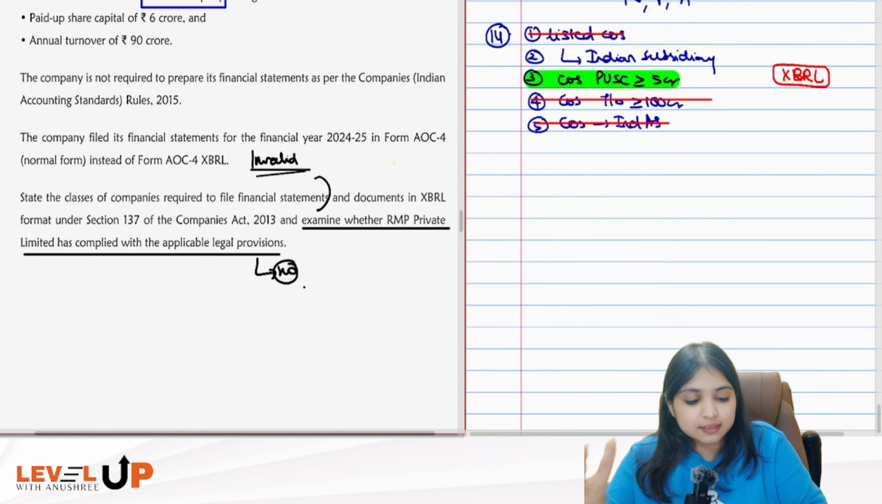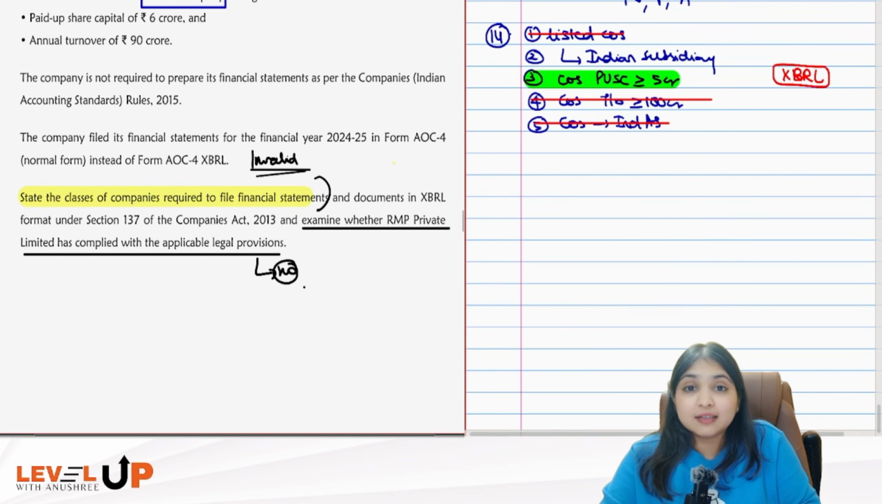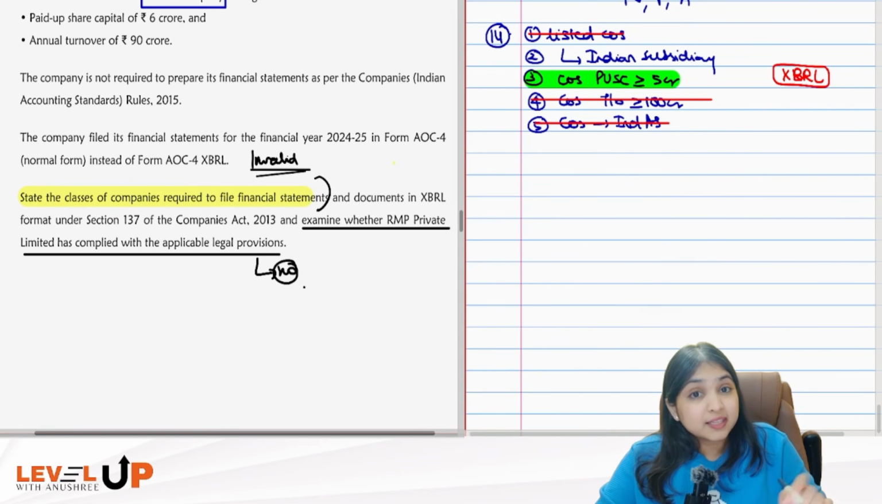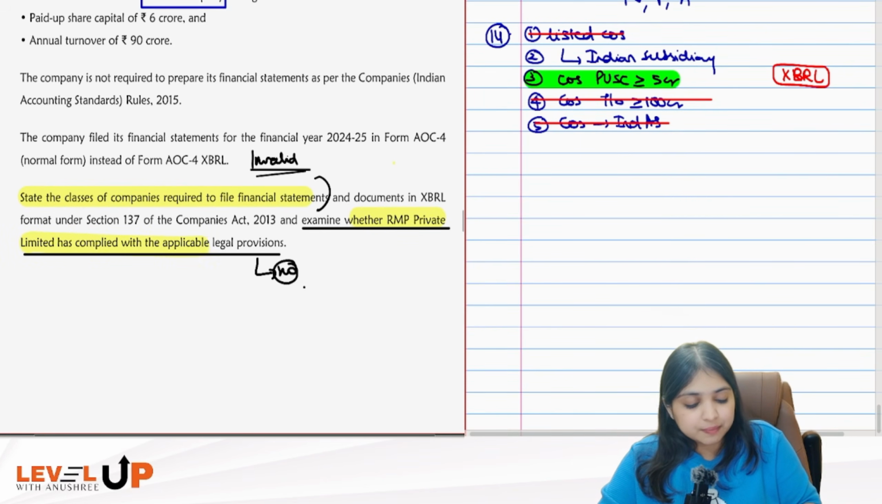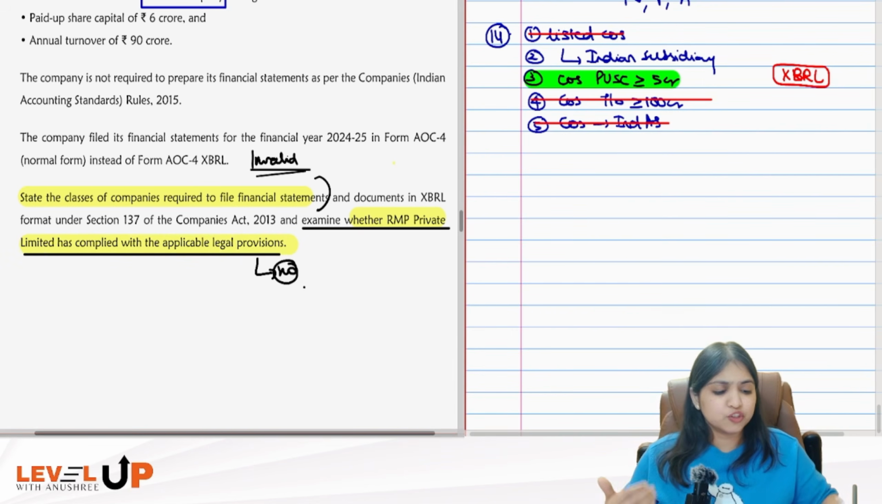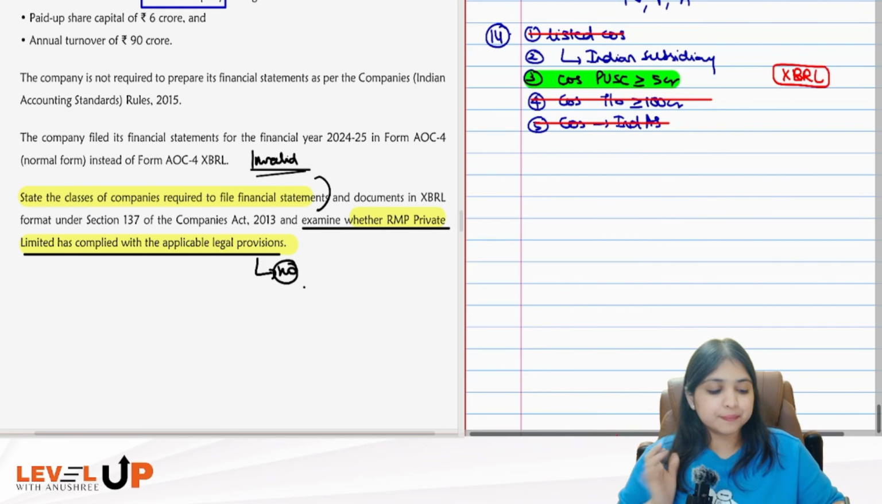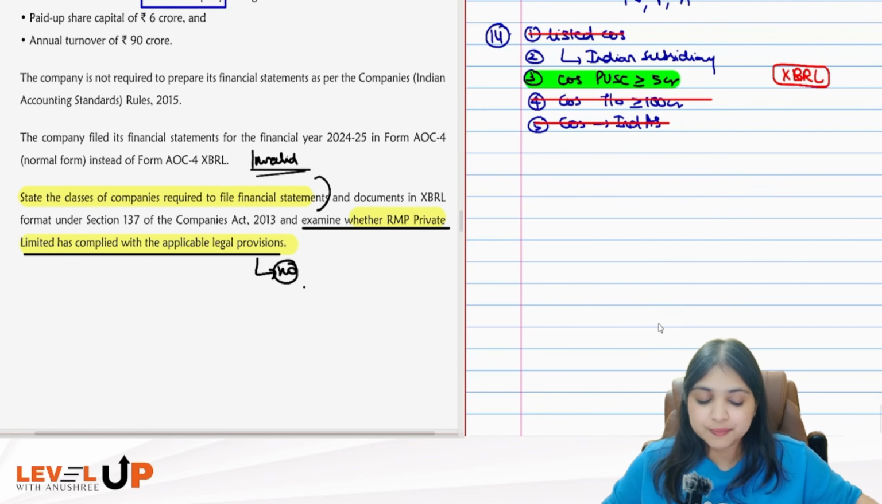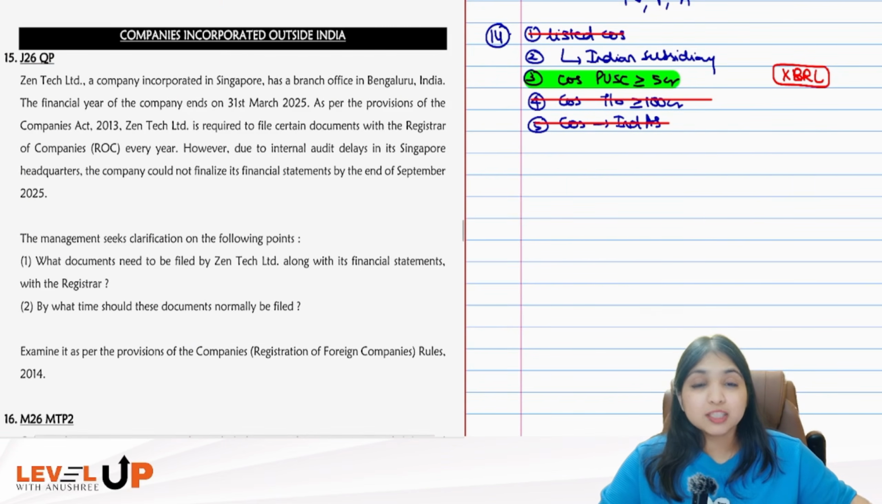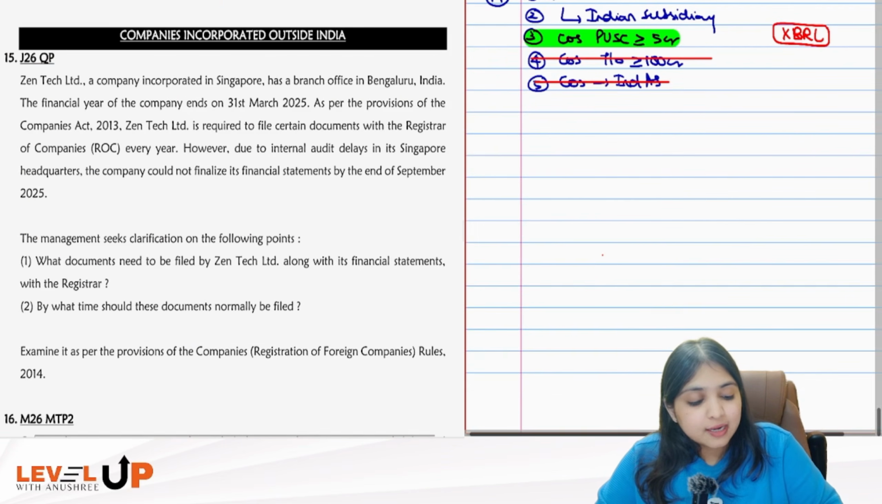They're asking two things. First, they're asking you to state the classes of companies which have to file financials using XBRL. Then they're asking you whether the company has complied with the applicable legal provisions. No, the company has not complied. XBRL is applicable for the company, but the company has not filed in XBRL taxonomy. So therefore, the company has clearly contravened the provisions. This was question number 14. Now come to question number 15, guys.